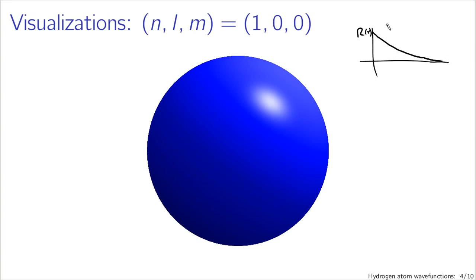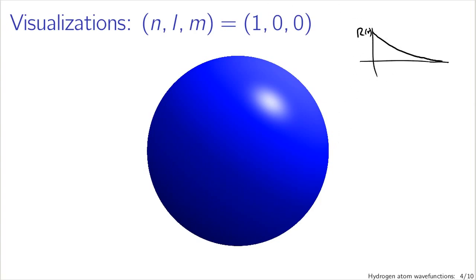If we're looking for where the particle is most likely to be found, we also need to consider the spherical harmonic component. But in the case of the spherical harmonics, L is 0 and M is 0, and the spherical harmonics are simply constant. So our wave function more or less looks like this function of radius only, which tells us that the particle is likely to be found near the origin.